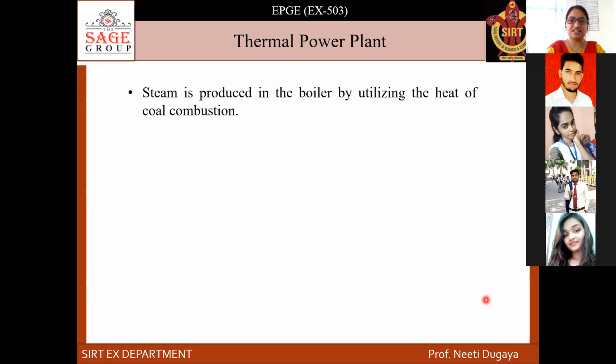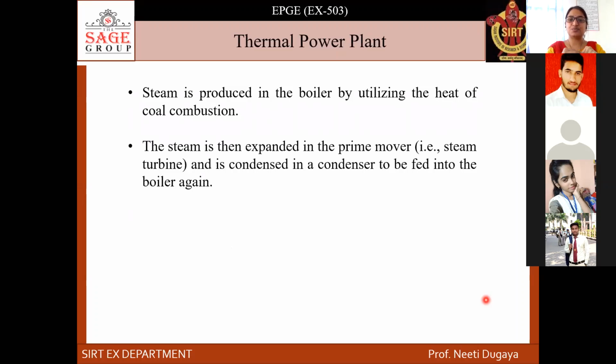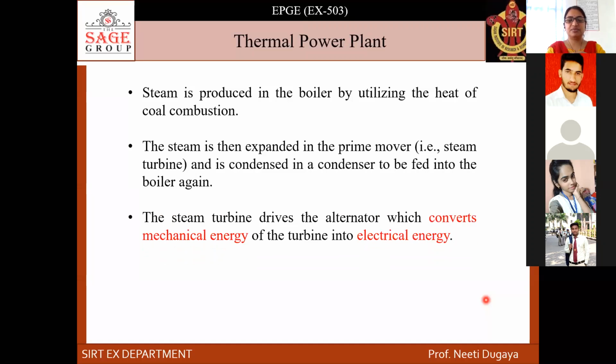Some more points are there. Steam is produced in the boiler by utilizing the heat of coal combustion, as we discussed. The steam is then expanded in the prime mover, that is a steam turbine, and is condensed in a condenser to be fed into the boiler again. Condensation is the process of conversion of steam into water. So the steam turbine drives the alternator. Alternator means, what do you mean by alternator? What is alternator?